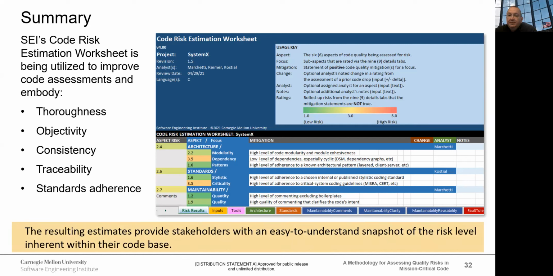And so in summary, our SEI's code risk estimation worksheet is being utilized to improve code assessments through thoroughness, levels of objectivity, consistency, traceability, and the adherence to standards. The resulting estimates provide stakeholders with an easy to understand snapshot of risk level that's inherent within their code base.